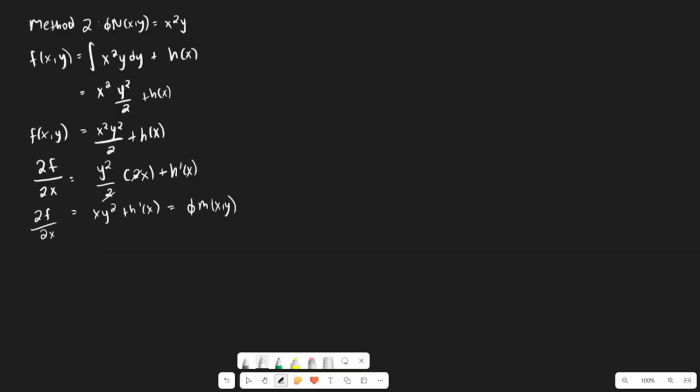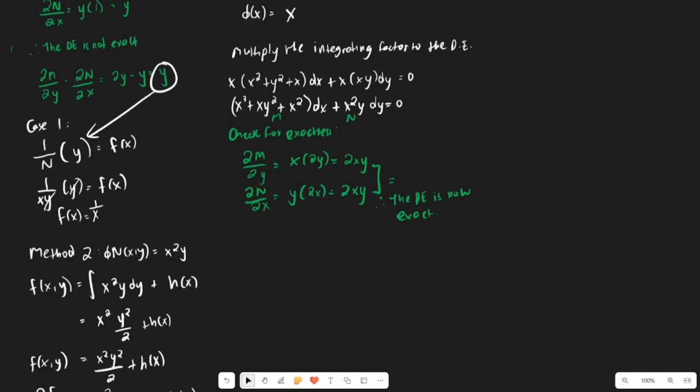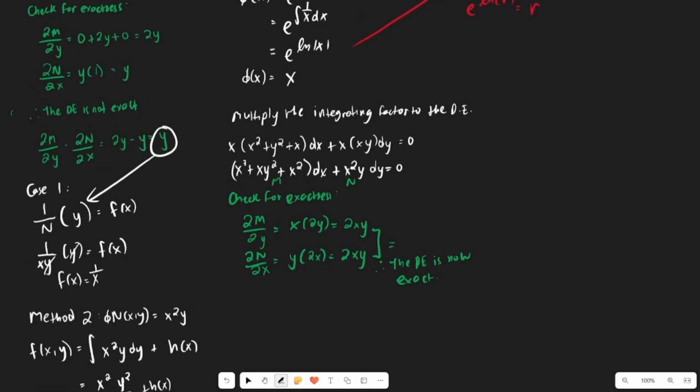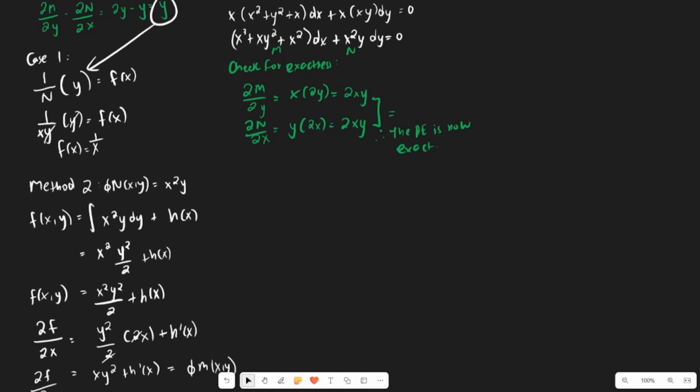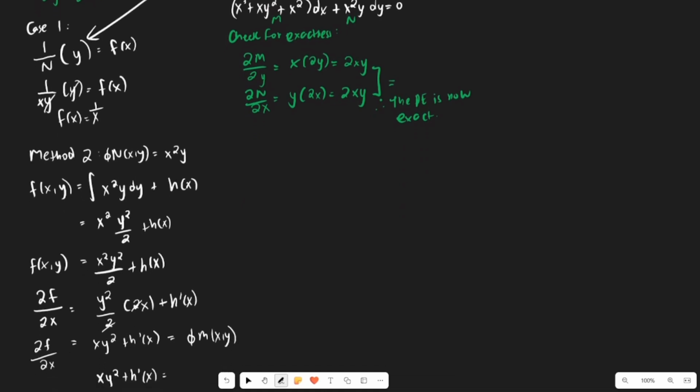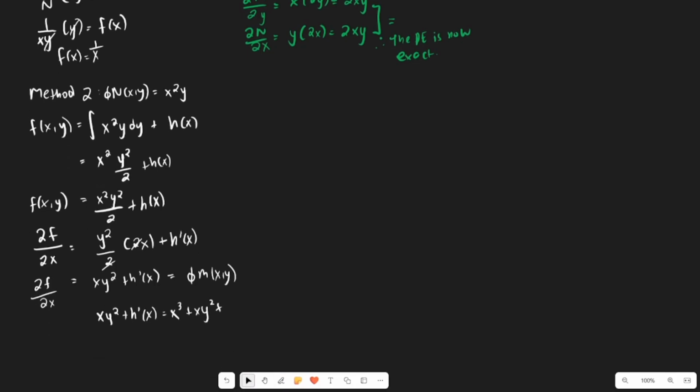Okay, so now we equate the two. xy squared plus h prime of x is equal to the phi M(x,y). That is basically x cubed. So let's copy phi M(x,y). Phi M(x,y) is basically x cubed plus xy squared plus x squared.